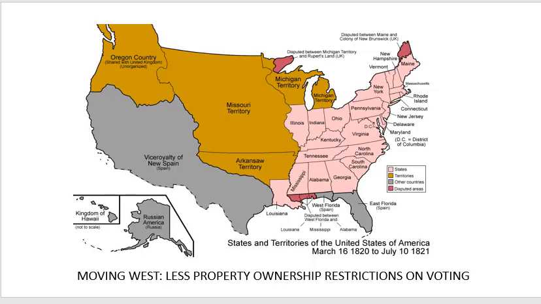And this began with Vermont, Kentucky, and Tennessee in the 1790s, and then the Inland South and the Old Northwest around the Great Lakes up through the 1850s. They dropped all property restrictions for full citizenship and the right to vote.